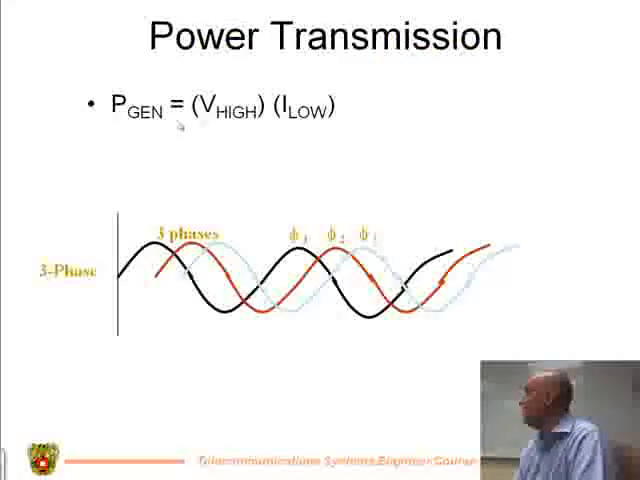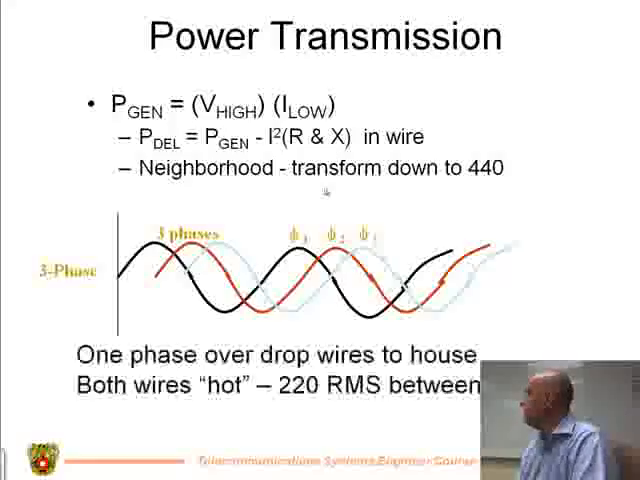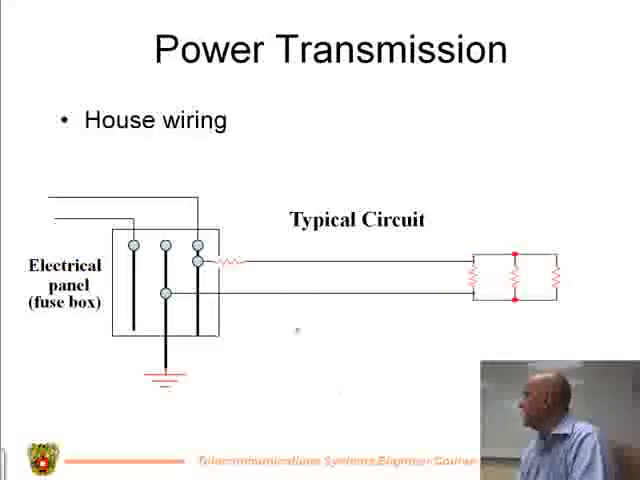Okay, so power transmission: the generated power equals the high voltage times the low current, and the delivered power is the generated power minus the I squared R and X, remember, was reactance in the wire. So in a neighborhood, we transform it down to 440. One phase gets dropped to the house. Both wires are hot. We already talked about this.